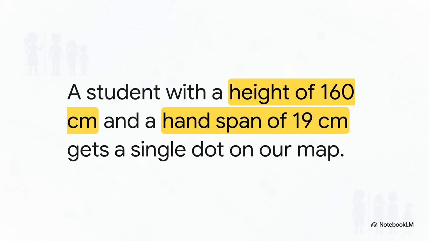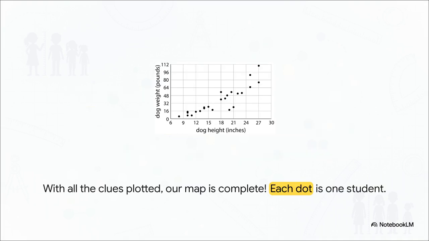Okay, let's plot partner A's data together. We find 160 on the bottom axis for height, and then we go straight up until we're level with 19 on the side axis for hand span. And right where those two points meet, bam, we place a dot. That single dot represents both of partner A's measurements. It's their unique spot on our map. And when you do that for everyone in the class, you get something that looks like this.